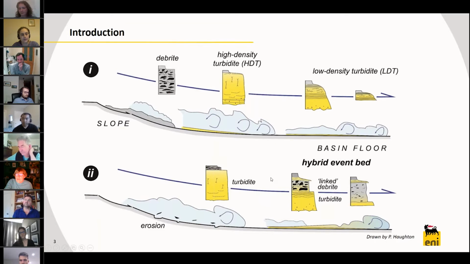Otherwise, the flow can interact more intensely with the substrate and entrain a large quantity of muddy material that remains locked into the flow. By different kinds of processes, this can develop what Peter in 2003 called linked debrites, which now have different names and many types of characteristics. What is important is that the central and distal part of our lobes may have very poor quality sandstone.